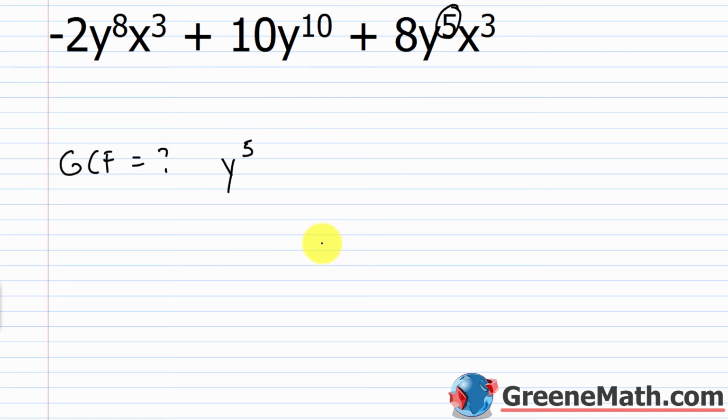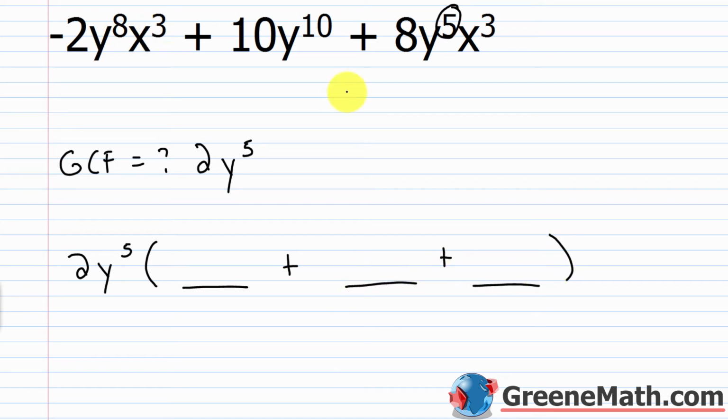And then as far as the numbers go, each one is divisible by 2. 2 is the smallest number, and it's a prime number, so it's going to be 2y to the 5th power. So I'm going to pull that guy out. I'm going to have 2y to the 5th power, and then it's going to be times, I'm going to have 3 spaces here because I have 3 terms.